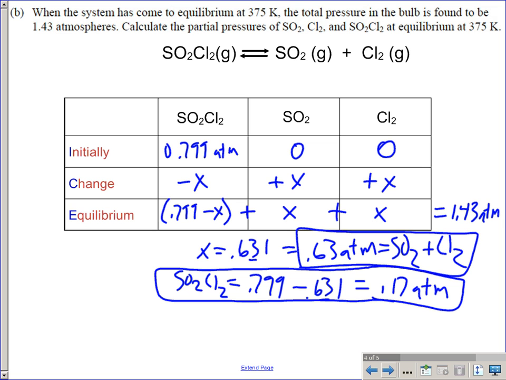Now, one of the things I didn't do, which I normally like to do immediately upon writing my icebox table, is I didn't write my Kc or Kp expression. Now, since I'm dealing with pressures, I think it's easier to go with a Kp here. So my Kp is going to equal SO2. Since I'm talking about Kp, it's pressure, so I don't put it in brackets, raised to the power of its coefficient, which is 2, times, oops, let me clean that up.